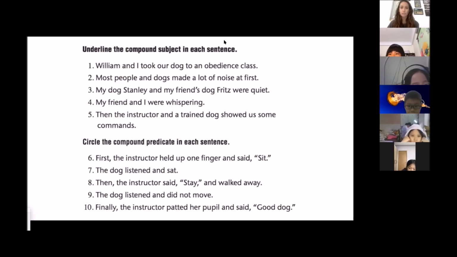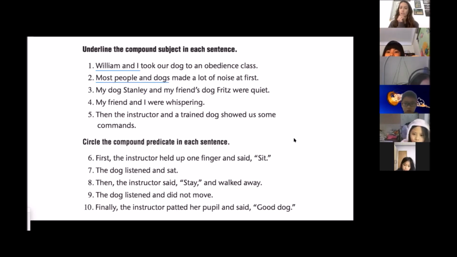So we're going to underline the compound subjects in our sentences 1 through 5. Can you read sentence number 1, please? Sentence number 1. William and I took our dog to an obedience class. And what's our compound subject? William and I. Good job. Can we have number 2, please? Most people and dogs made a lot of noise at first. And what's our compound subject? Most people and dogs. Good job.